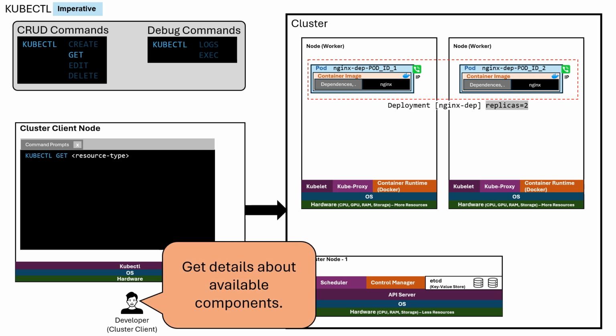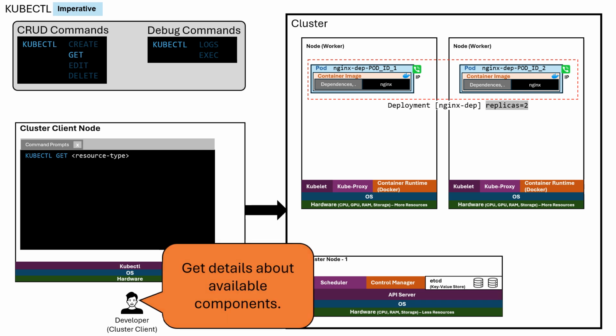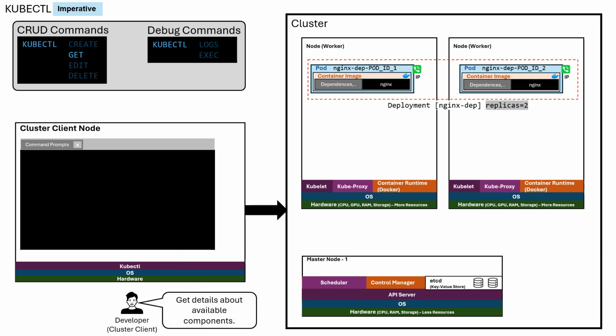Now, let me show you how to use the get command. If you want to see details about the components in the cluster, you can run kubectl get resource type. For example, let's see how to get the details of deployments in the cluster. You just run this command, kubectl get deployments. Here's what the output means.